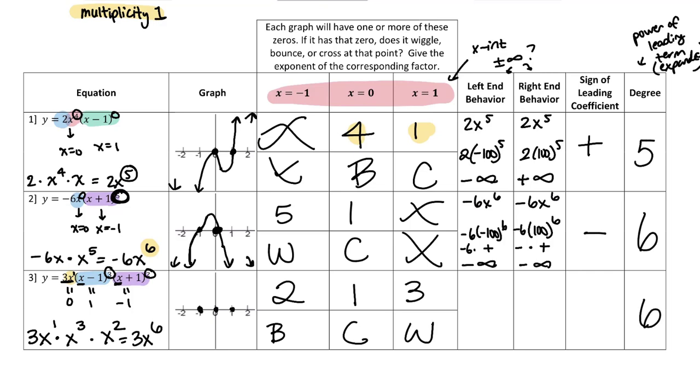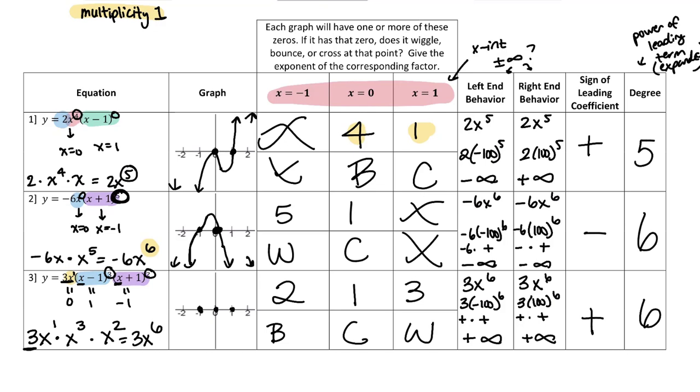The sign of the leading coefficient would be positive because the 3 is a positive number. And the left and right end behavior we'll figure out by just plugging in some x values. Okay, so I'm going to plug in negative 100 and positive 100. You guys starting to see the pattern here? We have a positive times a positive number, so it's going to end up being positive infinity. And we have a positive times a positive, so that's going to be positive infinity.